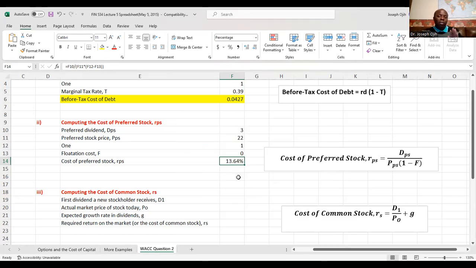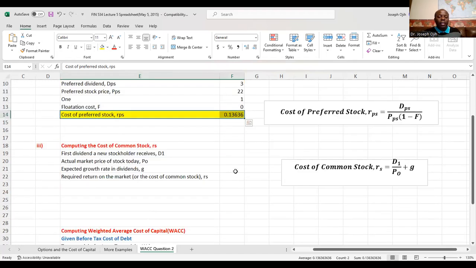Now again, in order for this not to mess up our calculation, remember we are getting these three items so that we'll be able to calculate the weighted average cost of capital. So if I leave it like this, it might mess up our final answer because it is 13.64%. So we're going to change it back to decimal. When we finish all the calculation, we can now fix it. So I'm going to, again, highlight it.